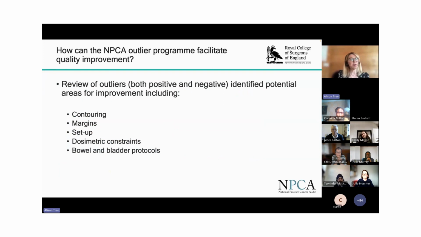So what happens when we flag this up is that we go back to that centre, because it may be a data entry thing. There may be not all their data went in, or it went in incorrectly. But sometimes when that doesn't appear to be the case, it stimulates an internal review of things like contouring, margins, setup, the constraints used, and bladder and bowel preparation protocols. And this is hopefully a positive thing. So hopefully we're upskilling and everyone's practice gets better.